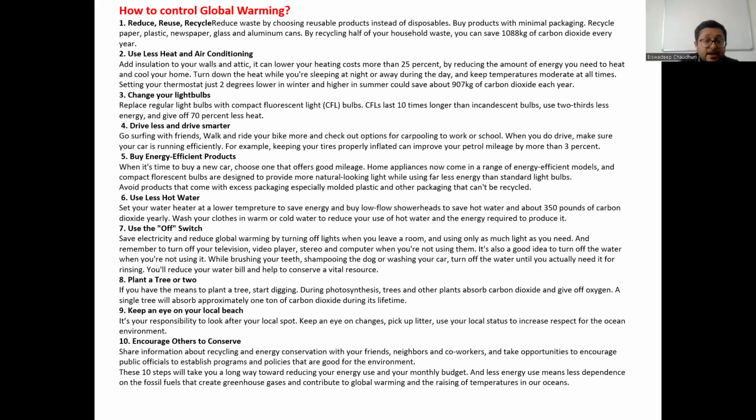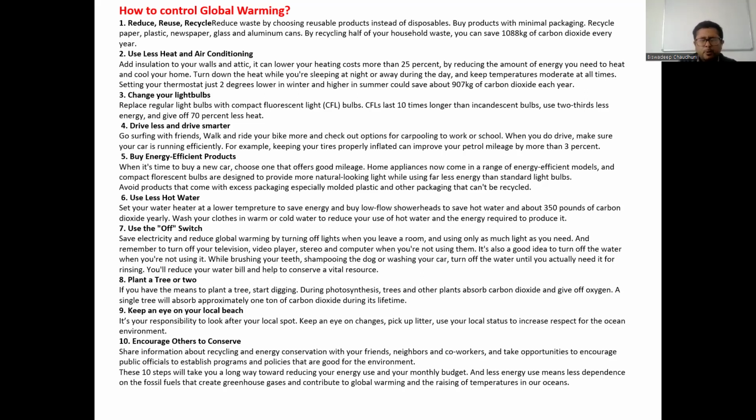Next, drive less and drive smarter. You should not drive without a purpose, because your driving means the environment is getting polluted. And driving smarter means when there is a red signal, switch off the engine completely.